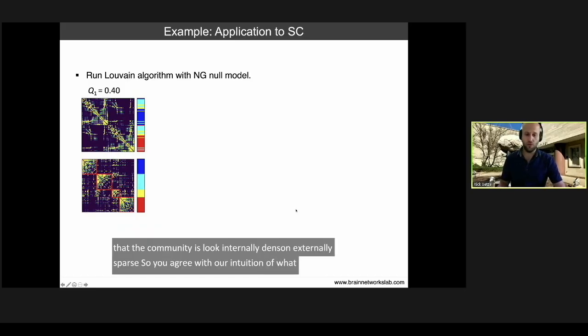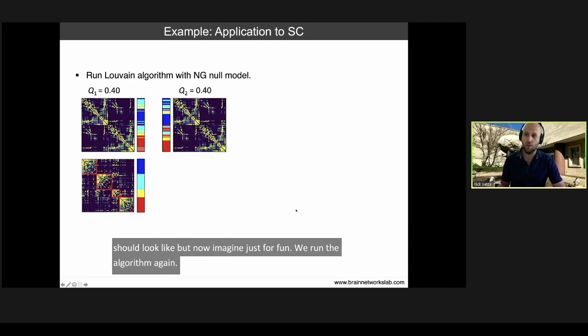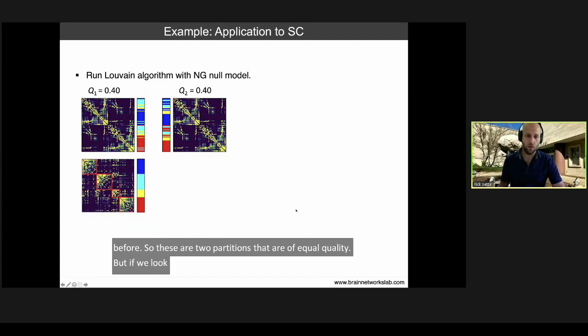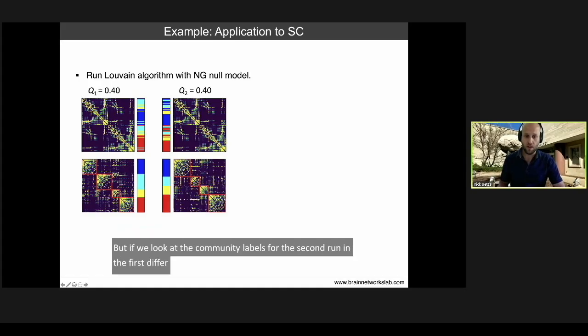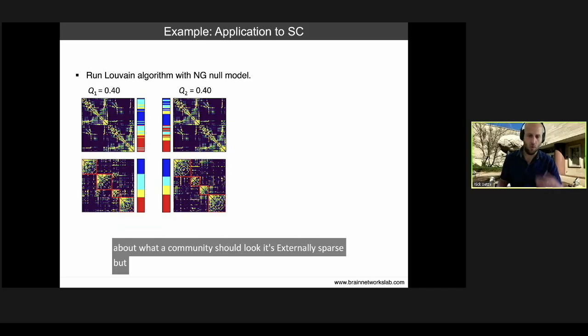But now imagine, just for fun, we run the algorithm again. Okay, well, in this case, we get a Q that's equal to the Q before. So these are two partitions that are of equal quality. But if we look at the community labels, the second run and the first differ. They're not the same. And the second one also even agrees with our intuition about what a community should look like. It's externally sparse, but internally dense. So how do we resolve this, or why is that?